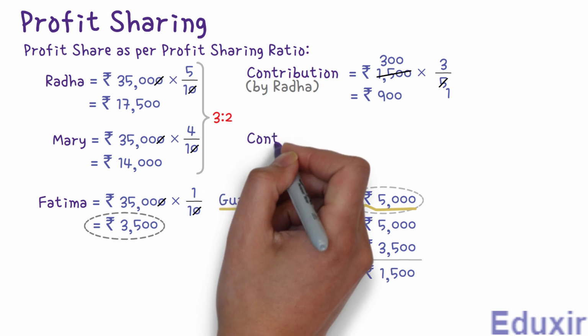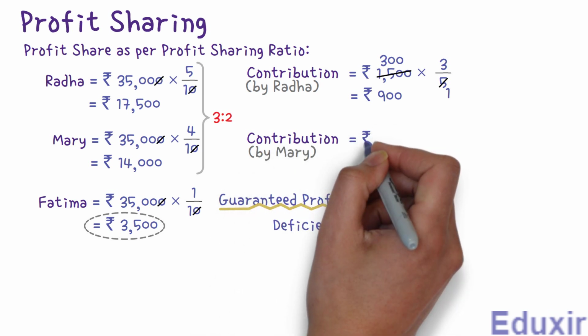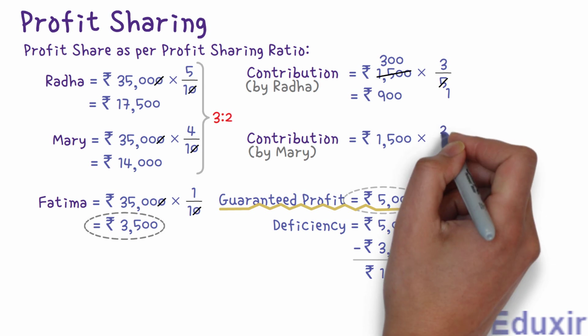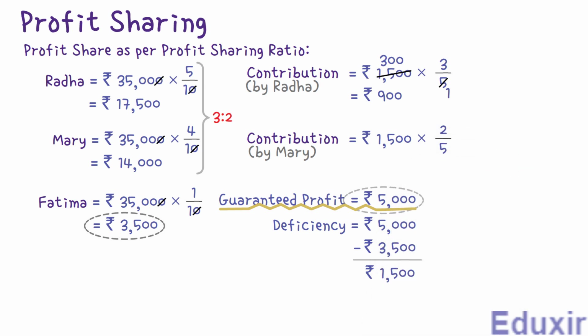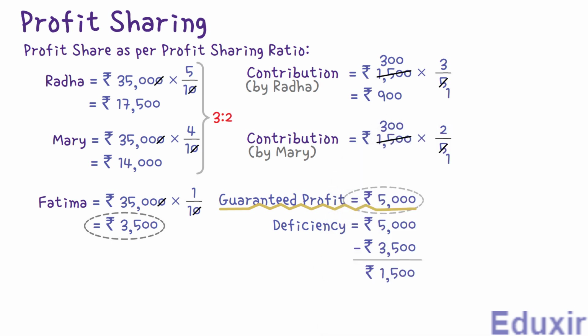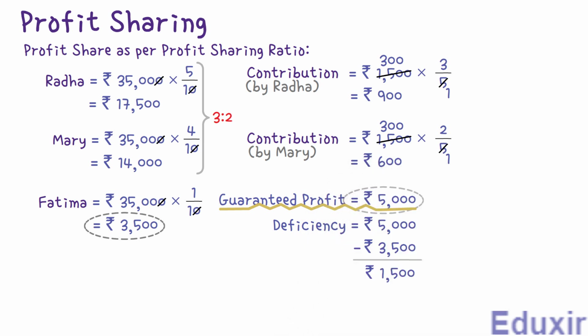Now, the contribution made by the partner Mary is equal to the deficiency amount of 1,500 rupees multiplied with her deficiency sharing ratio 2 upon 5. Now, cancelling with 5, 5 ones are 5, 300s are. Now, if we multiply the remaining 300 and 2, we get 600 rupees. This is the contribution by the partner Mary to the deficiency in the partner Fatima's profit amount.